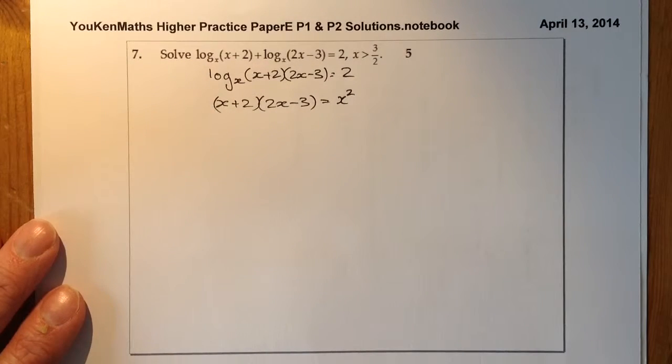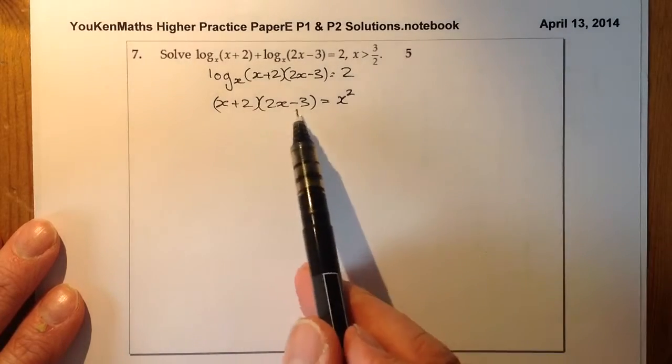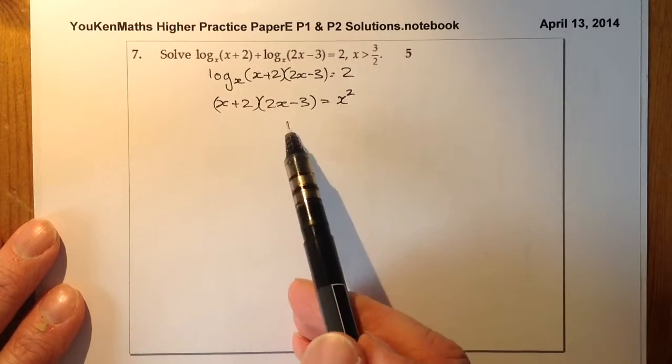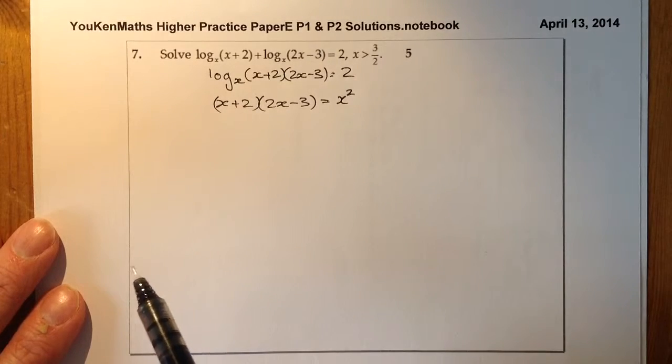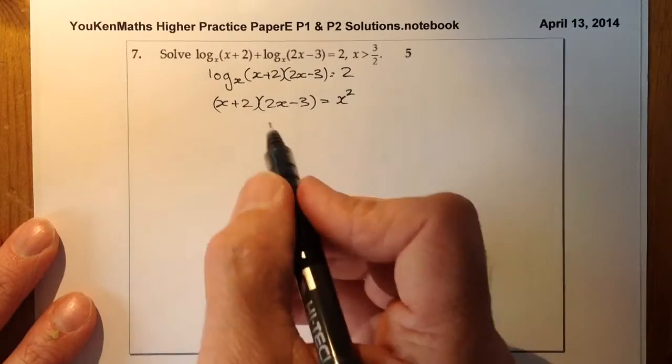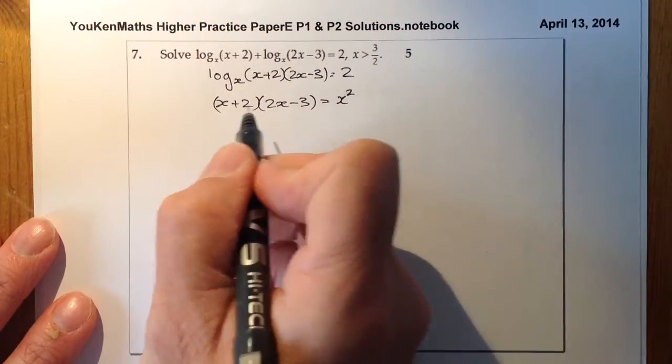So that's me changed it to exponential form, get rid of the logs, and from there I should be able to solve this. Now, it looks quite difficult to do, but what I'm going to do is multiply this part out, gather everything together, and I should be able to factorise from there. Right, make it equal to 0. Right, let's go for this first. Let's multiply the brackets out first.